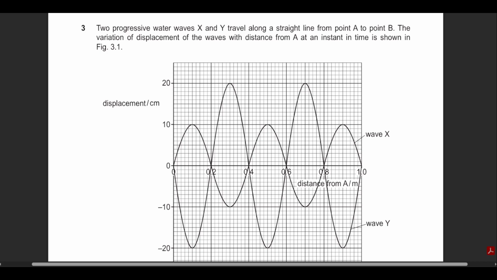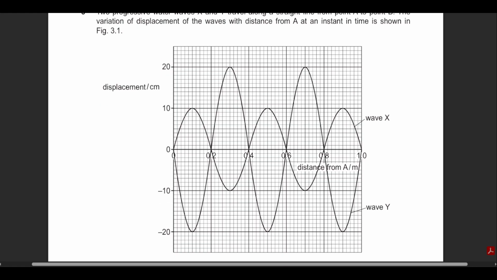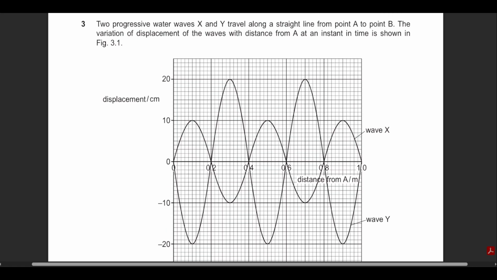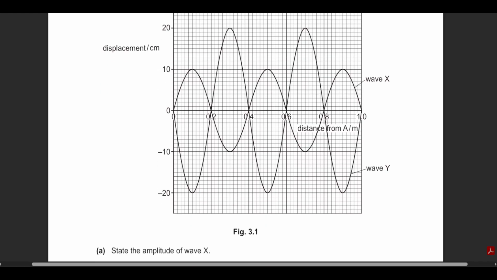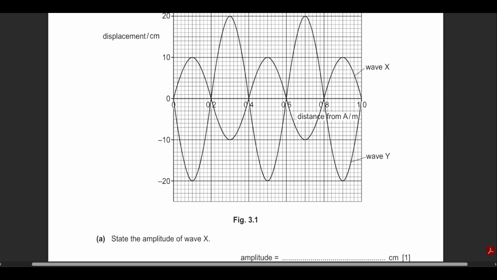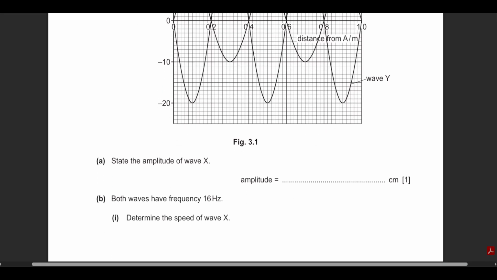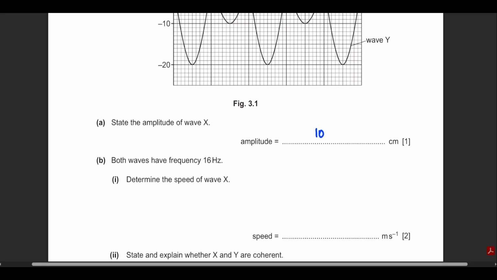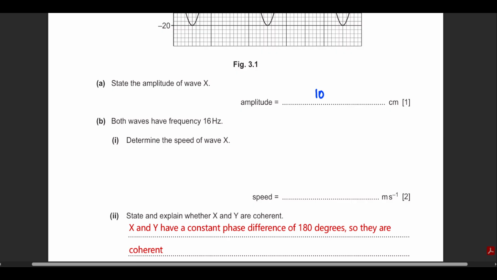This is about waves, progressive water waves, X and Y, which travel along the straight line from point A to B. We don't know where point A and B are, but anyways, the displacements are given. He says the amplitude of wave X is very straightforward. This is 10, right? This should be 10 centimeters. And then both waves have frequency 16 hertz, and so on and so forth.